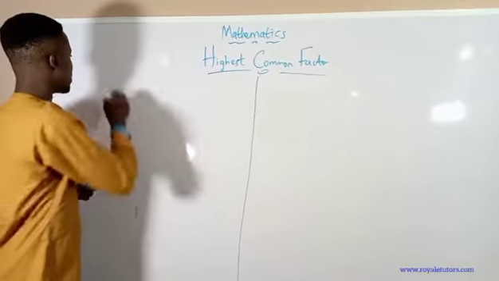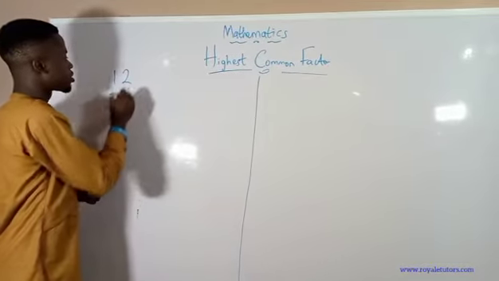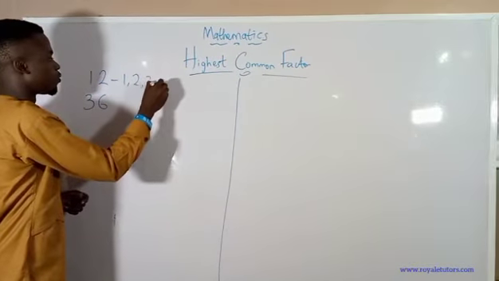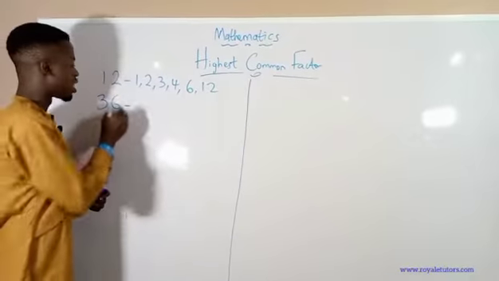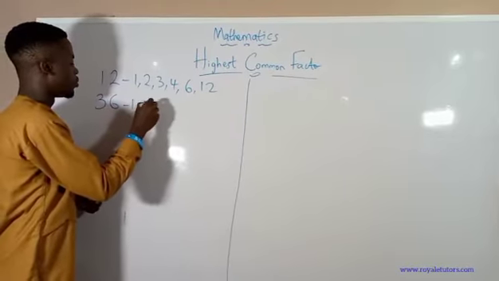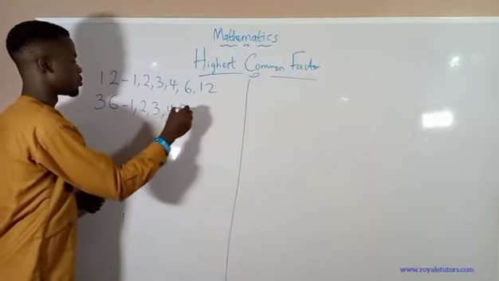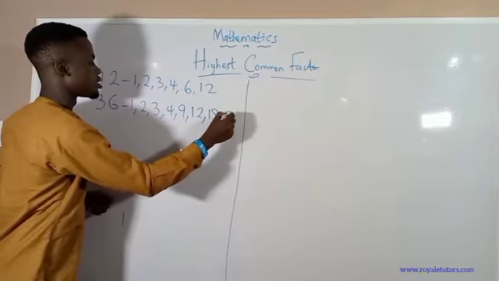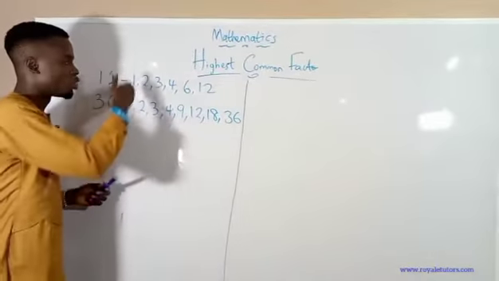For example, you have the number 12 and the number 36. Factors of 12 are 1, 2, 3, 4, 6, and 12. While factors of 36 are 1, 2, 3, 4, 9, 12, 18, and 36. So for the two of them, we have some numbers that show in both places.